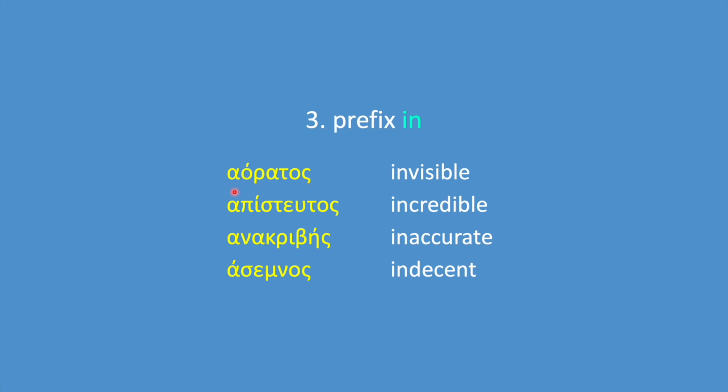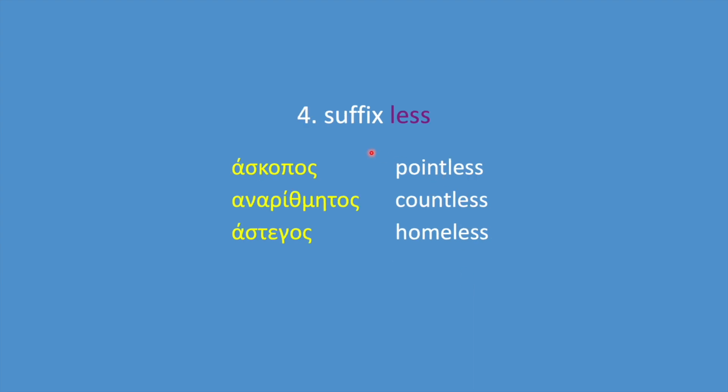Αόρατος, invisible. Απίστευτος, incredible. Ανακριβής, inaccurate. Άσεμνος, indecent. Number four, we use the suffix less.